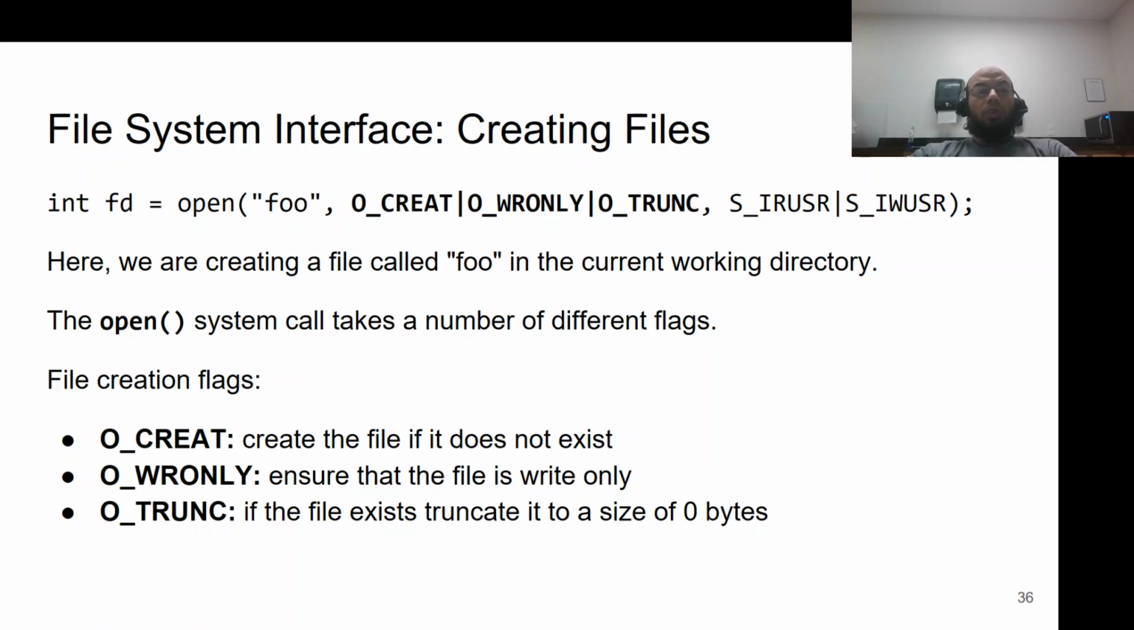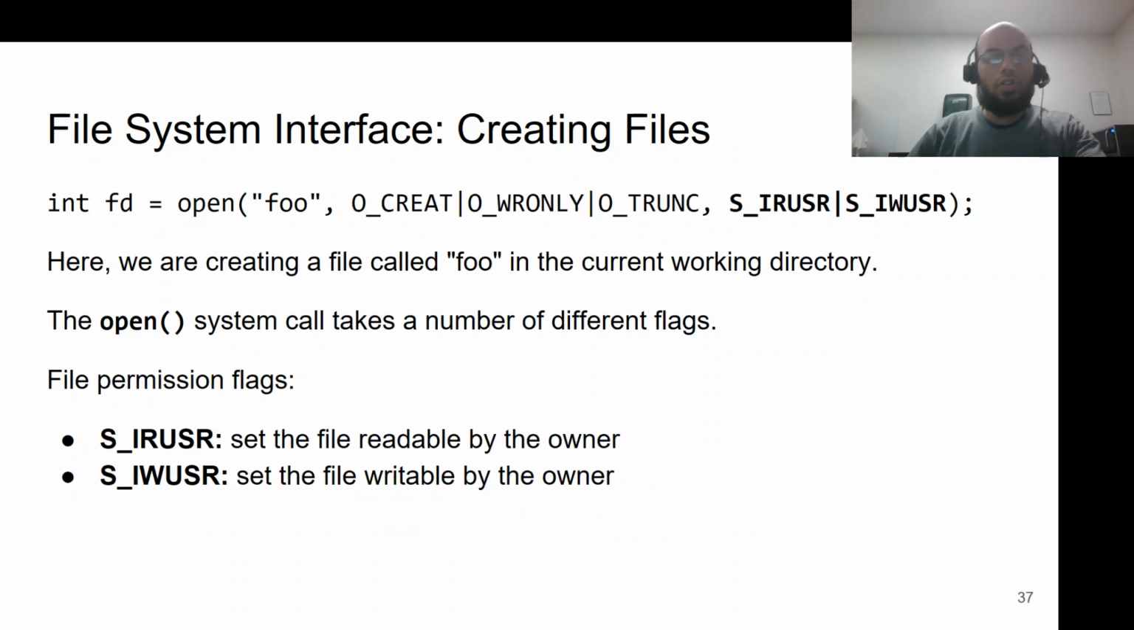Okay, so by giving these flags, you're giving the operating system or the file system directions to create or open or read from a file. And then the last two flags are that user is enabled to read and user is enabled to write. Okay, so basically set the file readable by the owner and set the file writable by the owner.